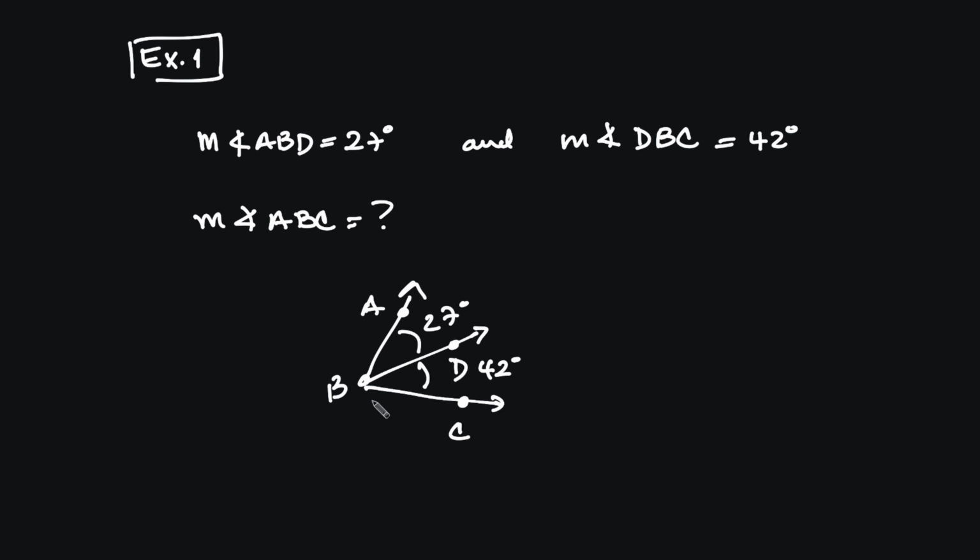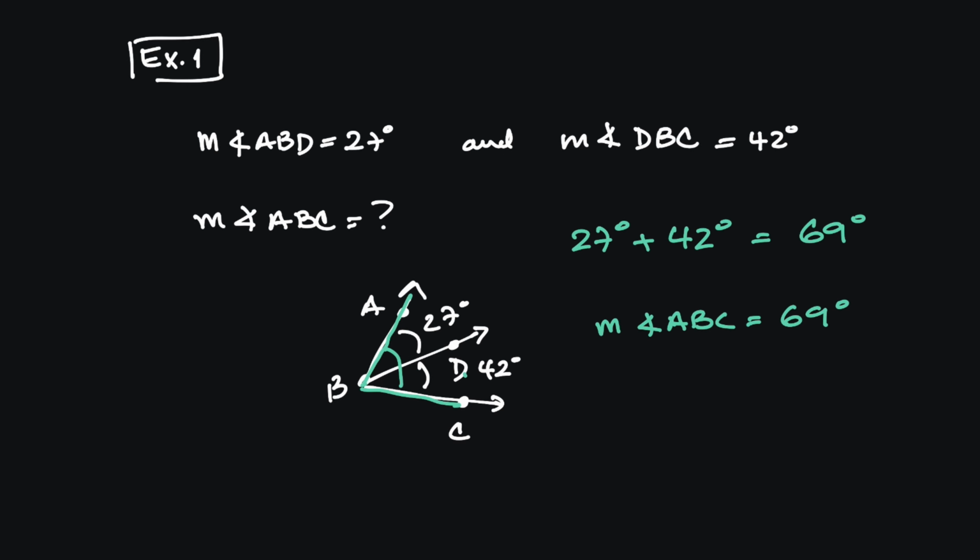What will be the angle ABC? Basically, it's asking what the measurement of this angle is that I just drew in green. By the angle addition postulate, I can add these two angles and then I will have the whole thing. So 27 degrees plus 42 degrees is equal to 69 degrees. The measurement of angle ABC will be the addition of those two, that is 69 degrees. So that's how we know.